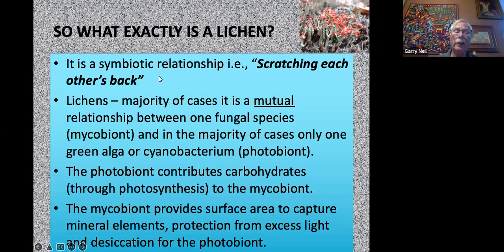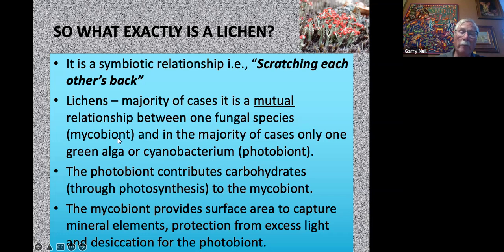So what exactly is a lichen? First of all, it's a symbiotic relationship where each of the groups that compose the lichen are helping each other. The majority are a mutual relationship between one fungus and usually only one of the two algal forms, the green algae or the cyanobacterium. But in some cases, again, it can be both. Again, the ones with cyanobacterium are a very, very small number in comparison with those with green algae.